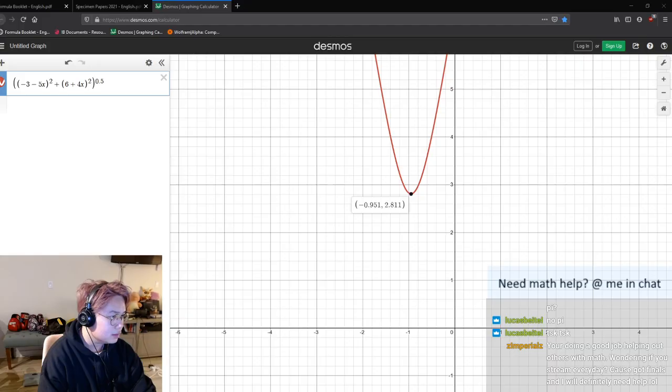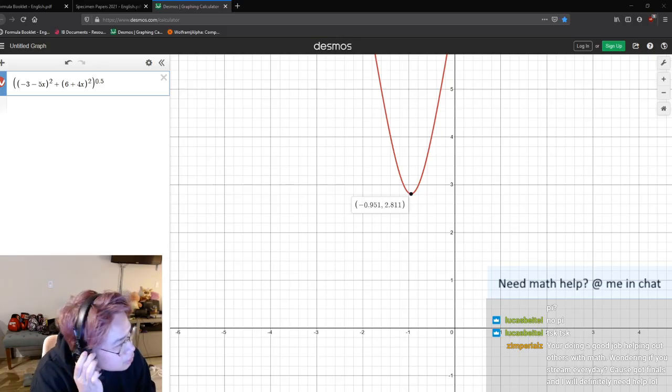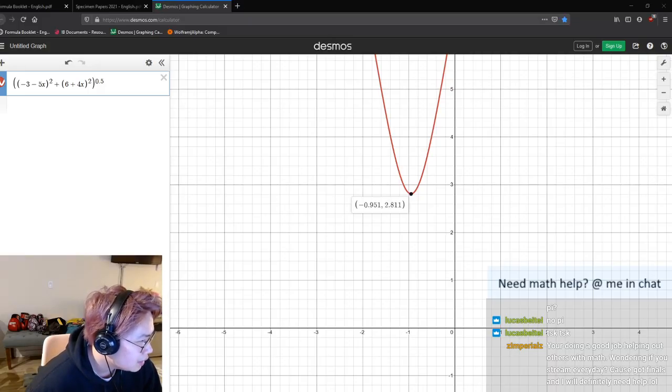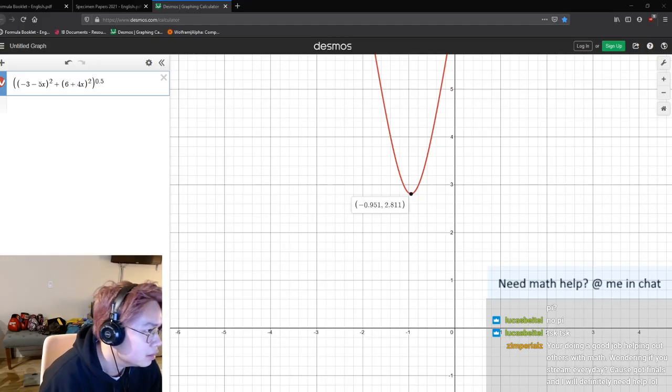Let's see. Integrating factors. So, yeah, you're just supposed to memorize an equation. Integral of I cubed divided by I. I guess this goes in with what I'm doing.